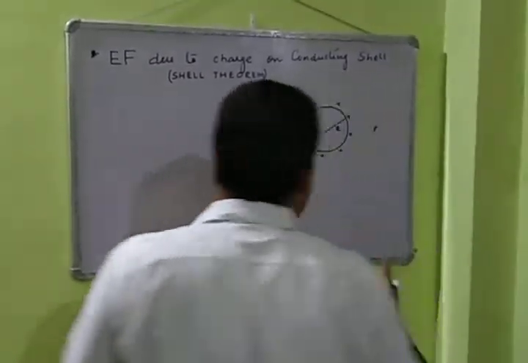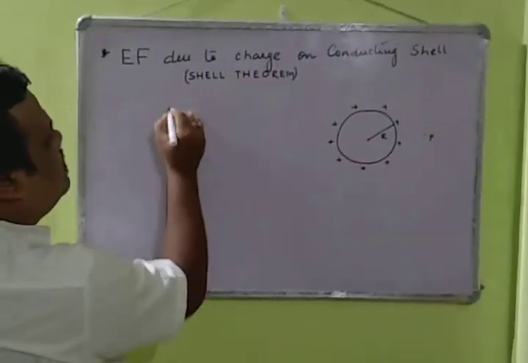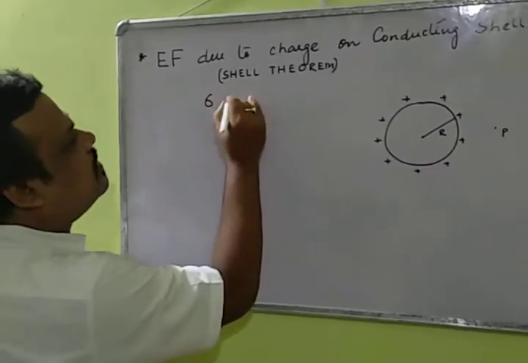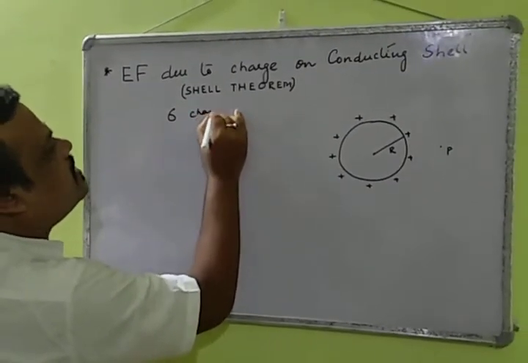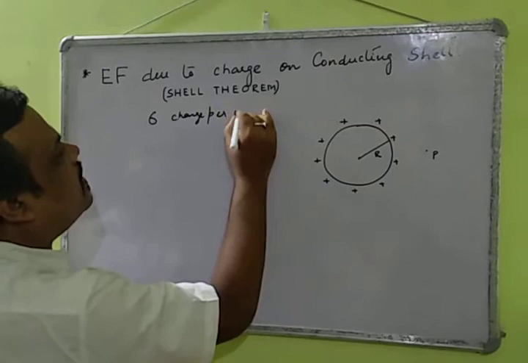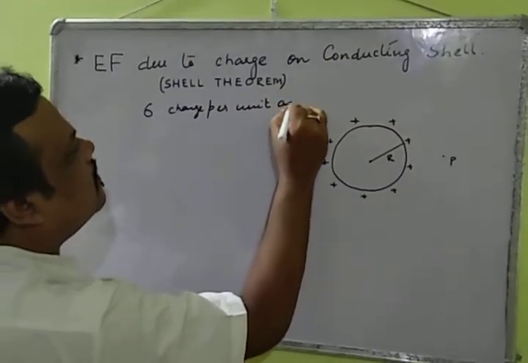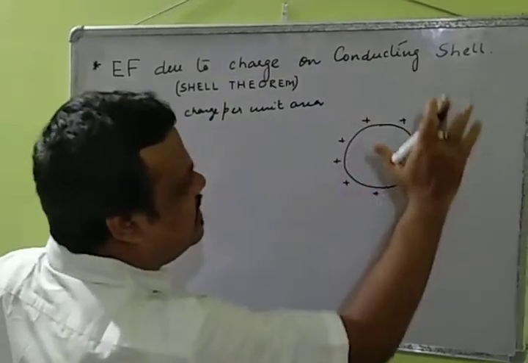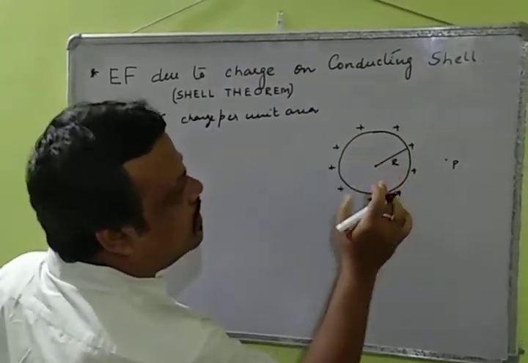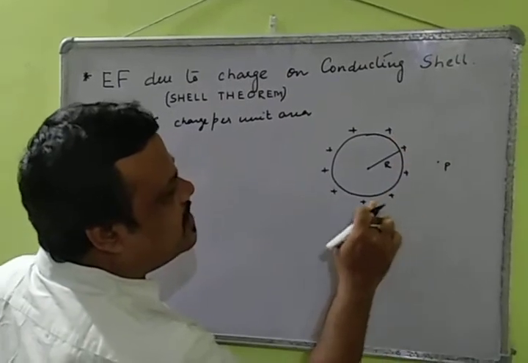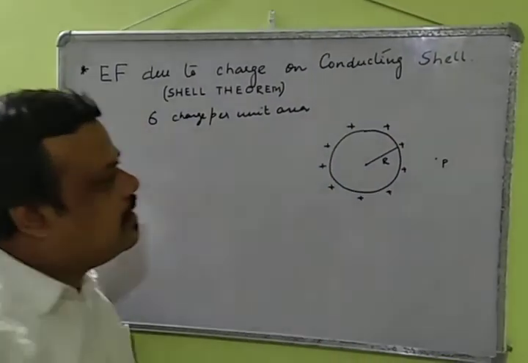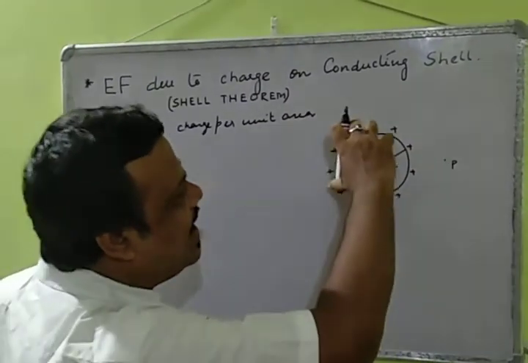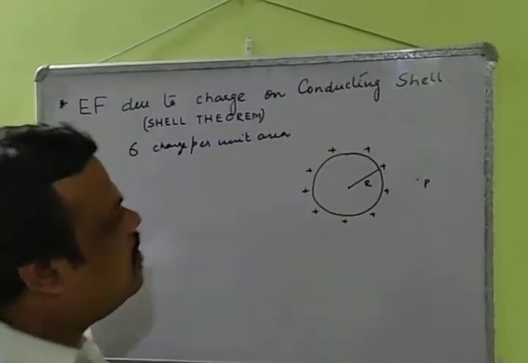So let us consider, as we have already studied before in electrostatics, that sigma denotes charge per unit area. Since it is a conducting shell, the charges are distributed at the surface of the conducting shell. Only on the surface there are charges. Charges are distributed along the surface of the shell.